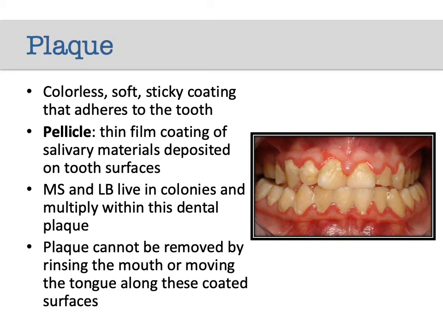Plaque is a colorless, soft, sticky coating that adheres to the tooth. A pellicle is a thin film coating of salivary material that is deposited on tooth surfaces. MS and LB live in colonies and multiply within this dental plaque. Plaque cannot be removed by rinsing the mouth or moving the tongue along these coated surfaces. Plaque must be brushed or flossed off of the teeth. Plaque can be removed at home and is not what is removed at a dental cleaning.